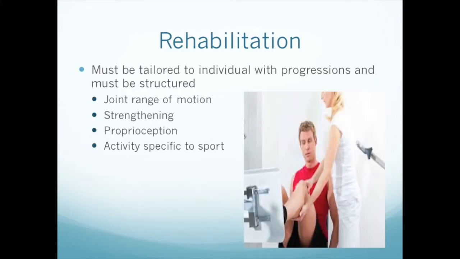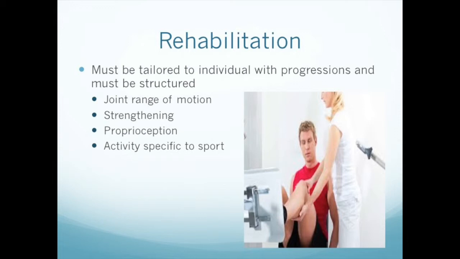Right, the next step to look at is rehabilitation. This needs to be tailored to each individual athlete and to each different ankle sprain. It has four steps. First is joint range of motion, strengthening, proprioception, and then activity-specific training. It's important to let the athlete know about the phases of healing and help them understand this so they don't try to rush healing and potentially set back their rehab.